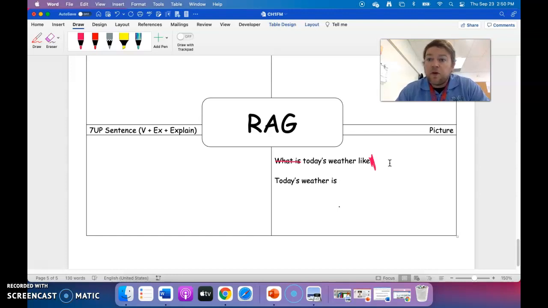Some people talked about maybe drawing a test with an answer on it, or drawing today's weather is, and that would be fine. Anything that looks like somebody is ragging, okay?